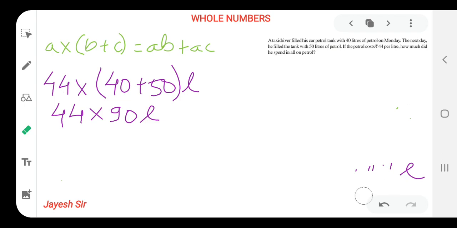Now I will follow a different technique here, and you might be finding some other technique. As I already told you, the 10 should be multiplied in the last, and you can use that technique.